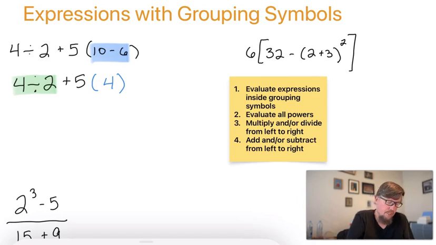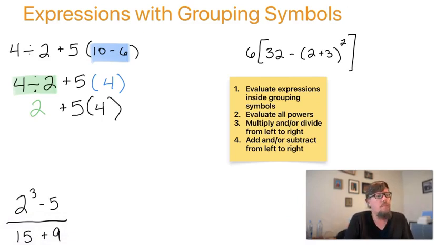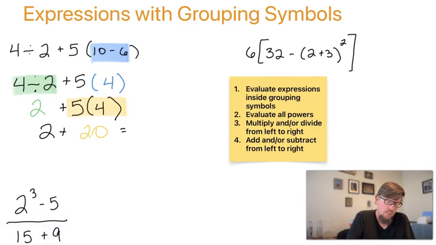4 divided by 2 is 2. And then we've got plus 5 times 4. The next thing we're going to do is the multiplication, 5 times 4. So 5 times 4 is 20. So we end up with 2 plus 20, which is 22. So 22 is going to be our final answer.